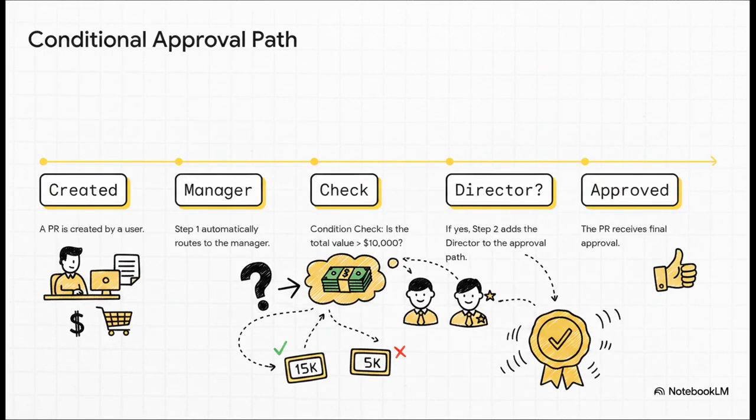Okay, so let's follow the document on its journey. A user creates a PR. The workflow kicks off, and Step 1 automatically sends it to their manager. But here's the key part. Step 2, the director approval, has a condition on it. Total net amount greater than $10,000.